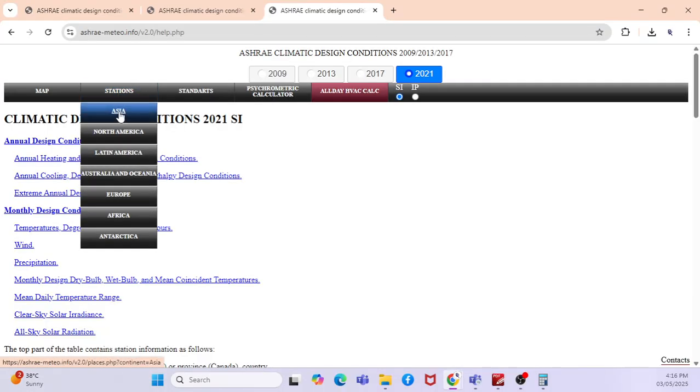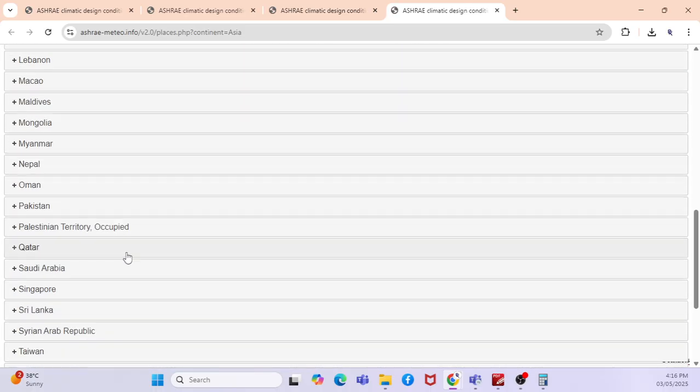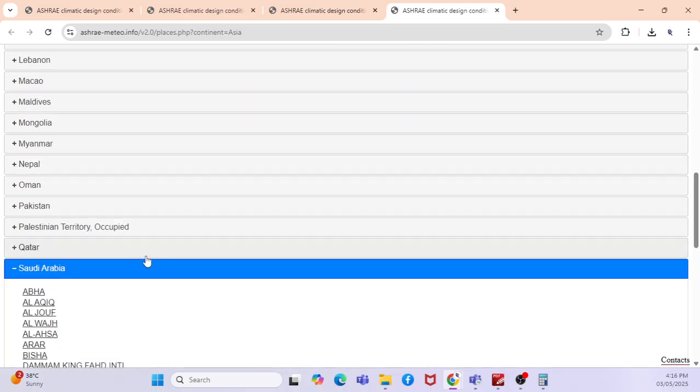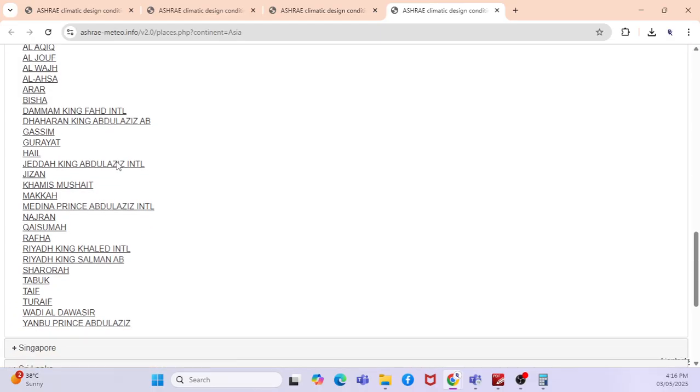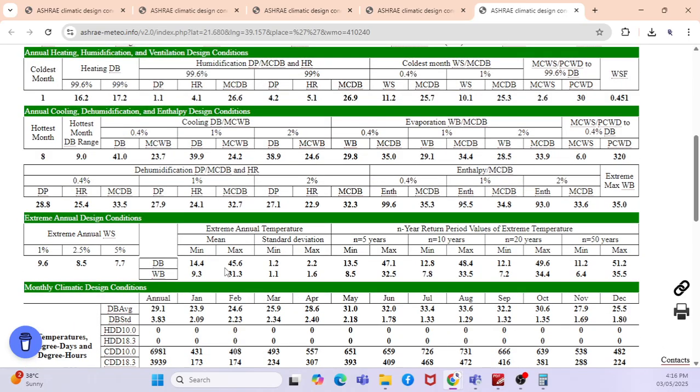Why do we study these local conditions? For example, if I go to Saudi Arabia, to Jeddah, based on the dry bulb temperature and the wet bulb temperature, you are able to understand the complete properties of the air. What is the relative humidity? You can also understand the wind speed and the wind direction.